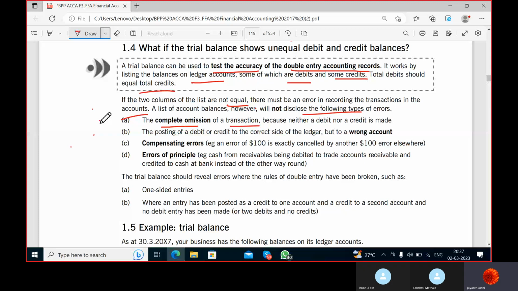The posting of a debit or credit is on the correct side of the ledger, but to a wrong account. That means debit and credit are posted correctly, but in the wrong account. Okay, what do you mean by this?